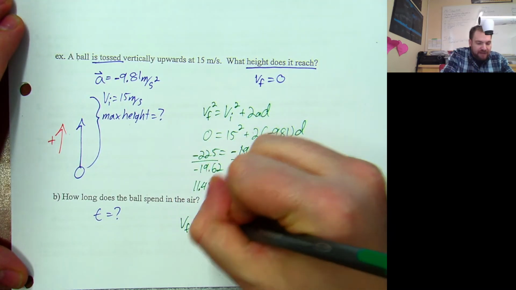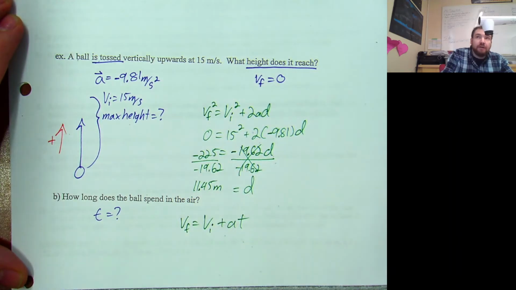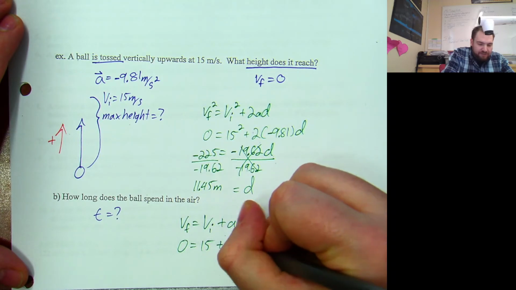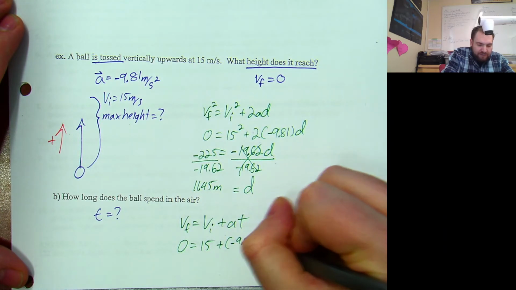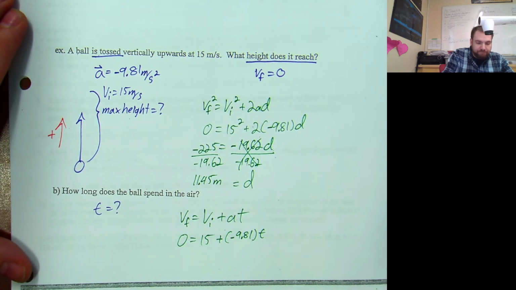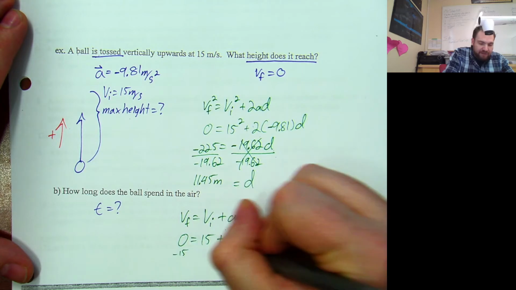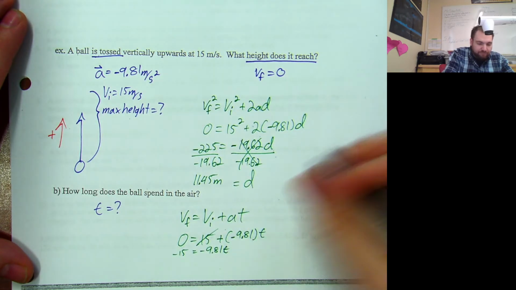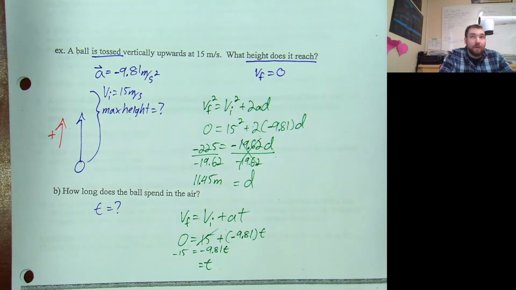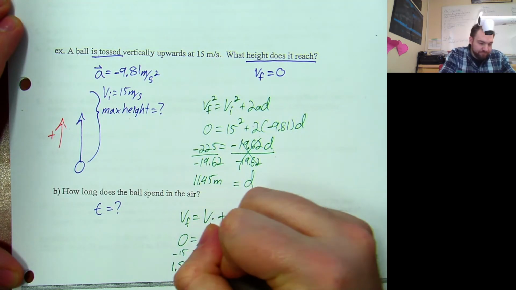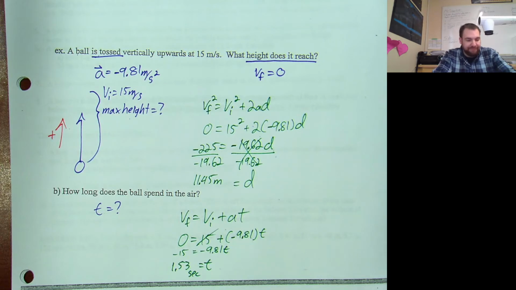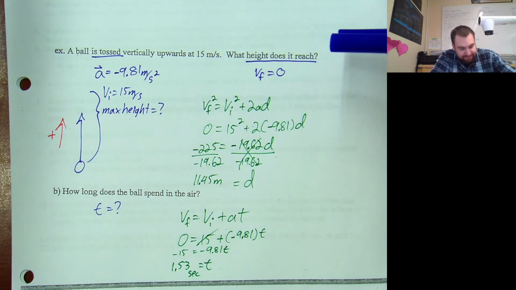VF equals VI plus AT. VF is 0, VI is 15, plus negative 9.81 times T. Subtract 15. So what's T? It would be in seconds. Did I answer the question?